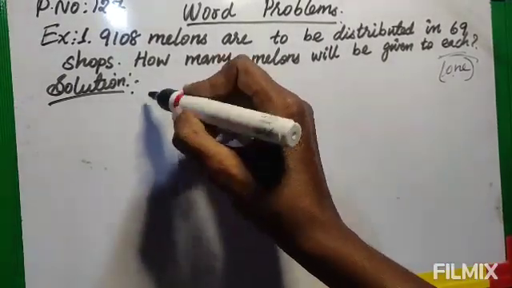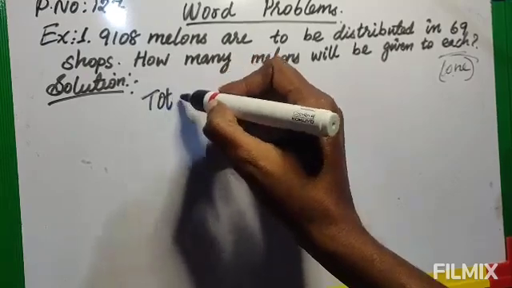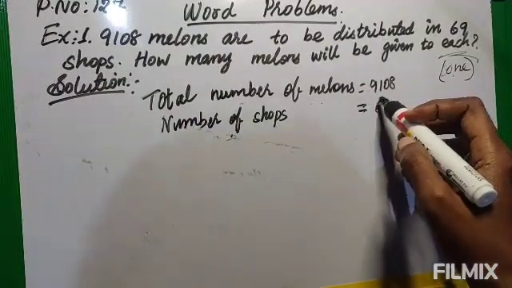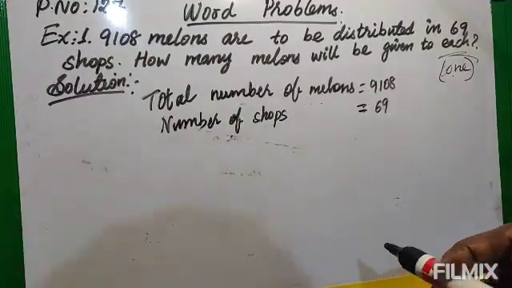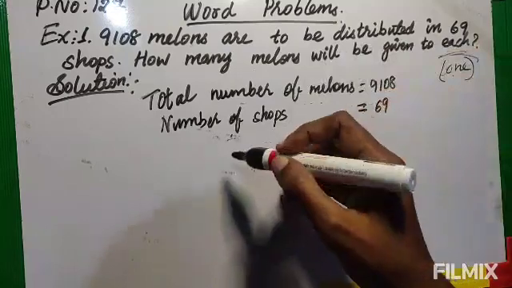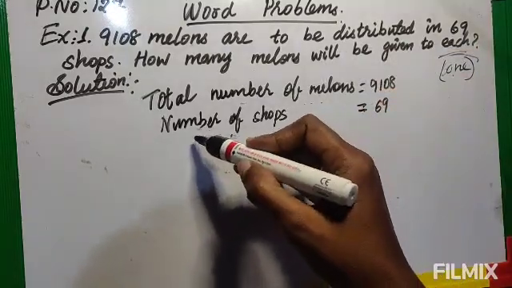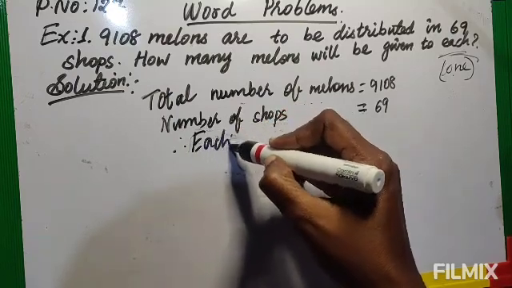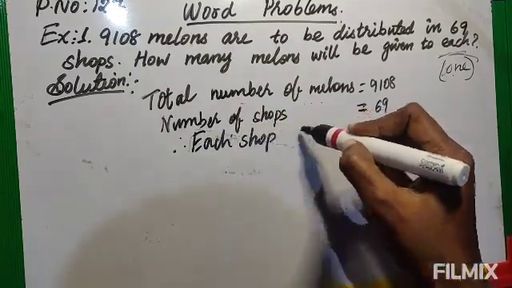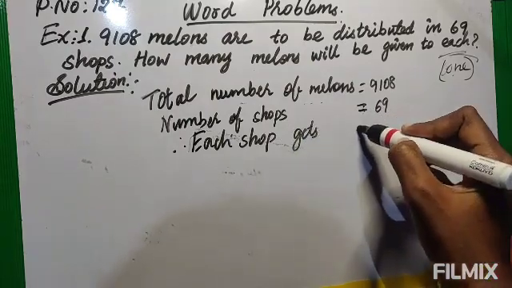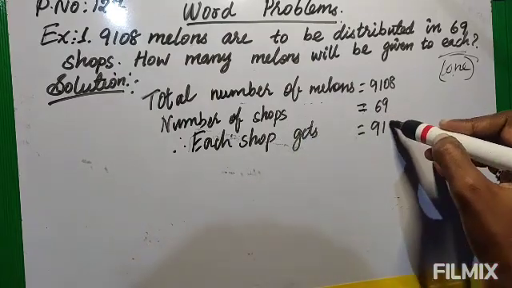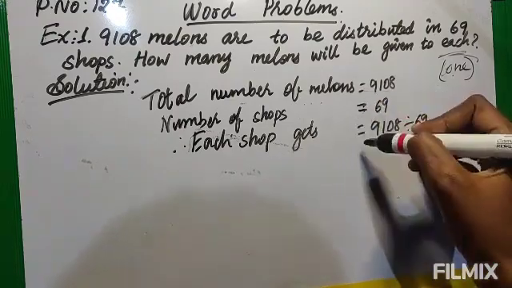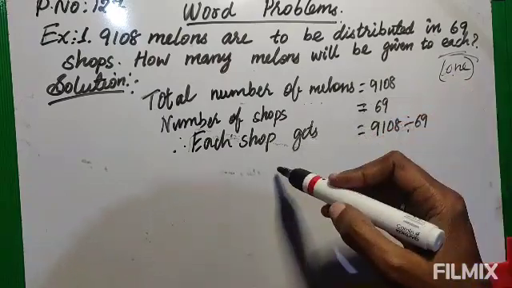Okay, so total number of melons, first, total number of melons 9,108. Number of shops is 69. So each shop gets, therefore, each shop gets how many melons? That is, you have to divide by 69. So this equal sign should be in the same place. So now let's divide.